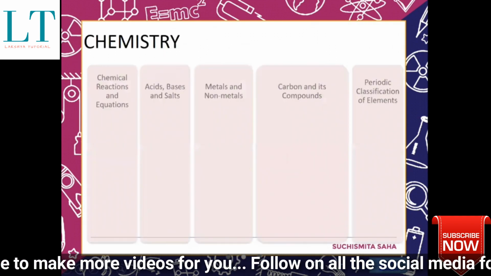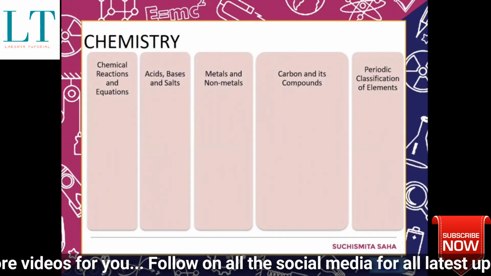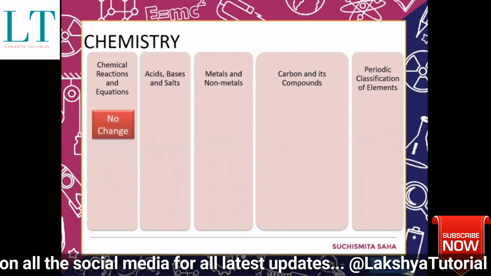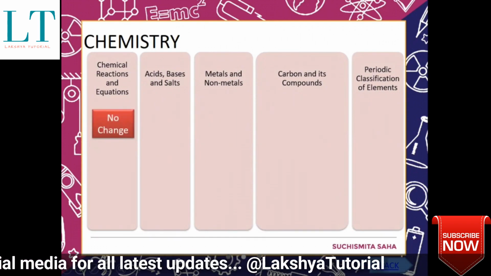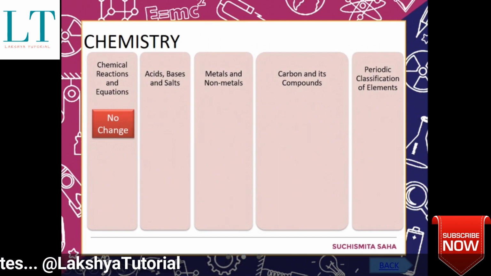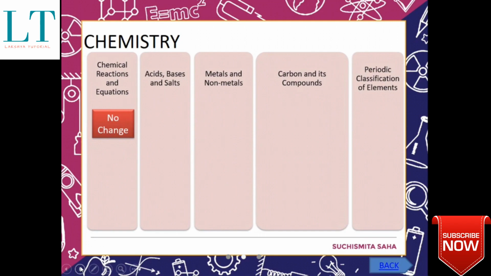In chemistry, basically we have these parts of the syllabus. In chemical reactions and equations, we don't have any change mentioned by the board. So whatever we have in the syllabus, we have to study everything. There are no changes in this particular portion of chemistry. In acids, bases and salts also, there are no changes mentioned by the board.